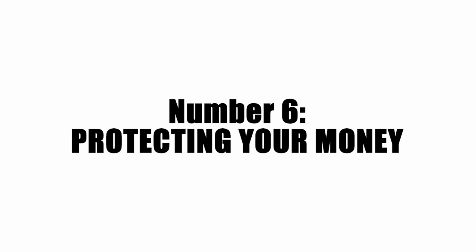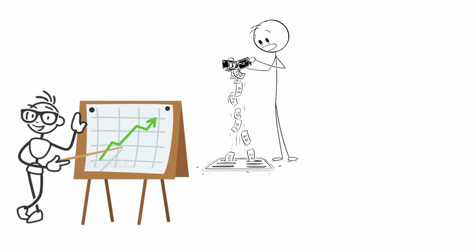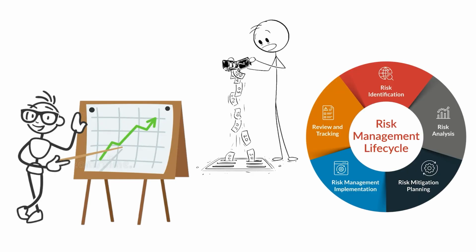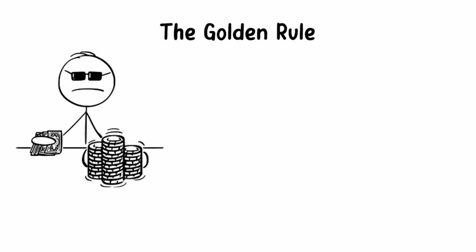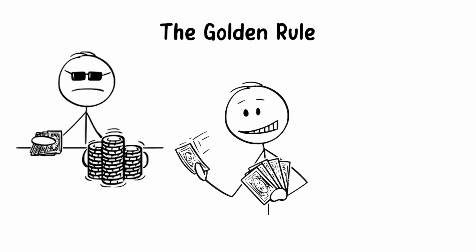Number 6, protecting your money. The last strategy isn't about reading charts. It's about not losing all your money. This is called risk management, and it's the most important thing you'll learn. Here's the golden rule. Never bet more than a tiny piece of your money on one trade. Specifically, never risk more than 2% of your total money on a single trade.